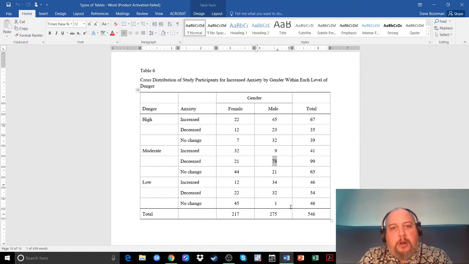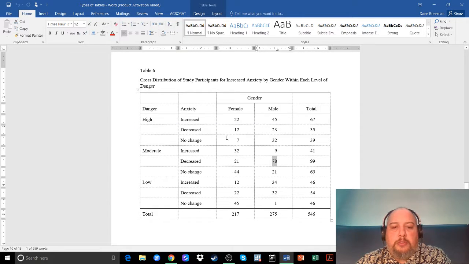Well, one of the problems that we have with these tables is focused around the fact that there's so much information. It's a very dense table. And so what a lot of people do, and that I suggest they do, is they read it like a crosstabs with an extra level. And so if we read this like a crosstabs, what we would say is we would say anxiety by gender within danger.